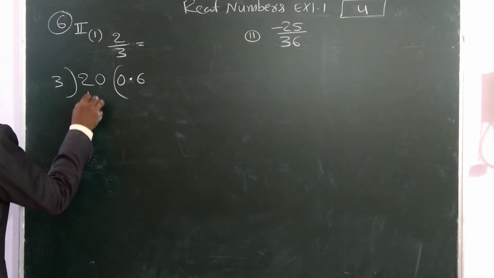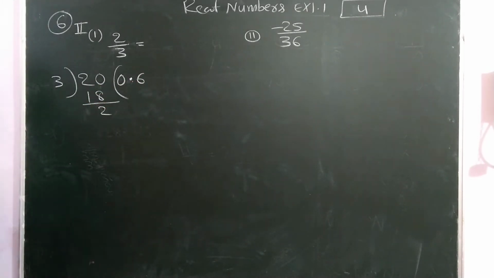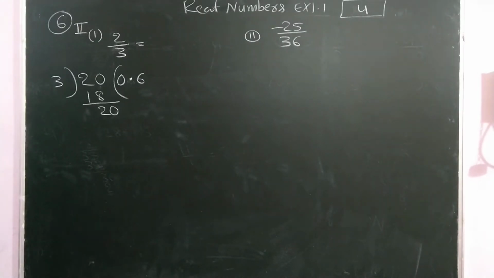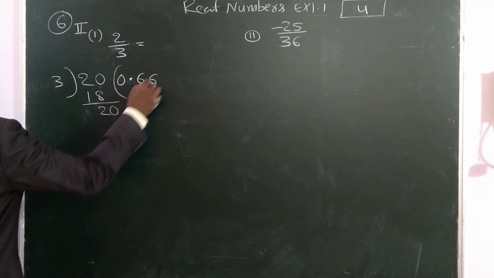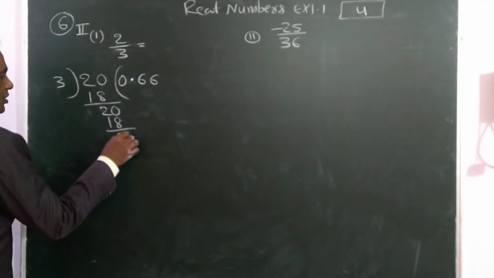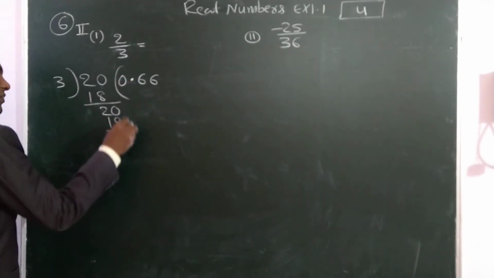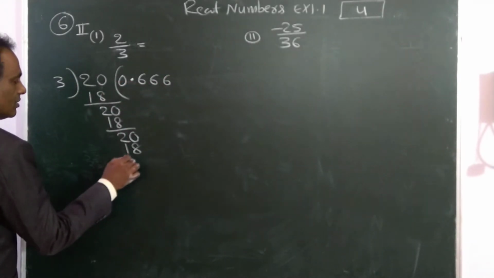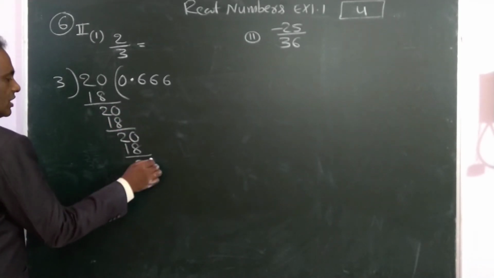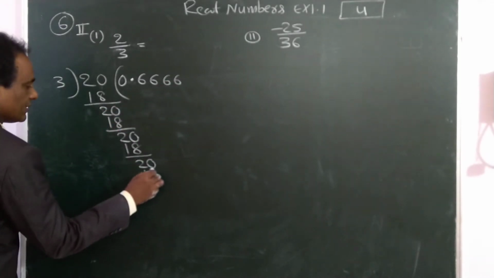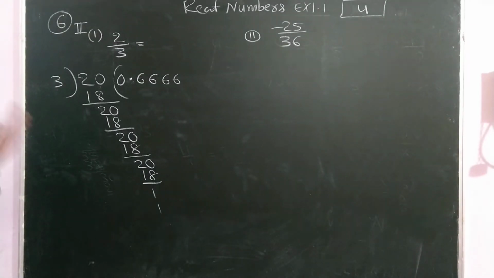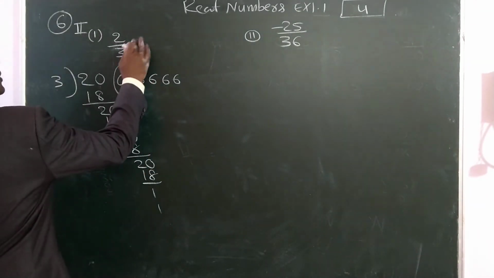3 6 are 18. Once the decimal is kept, every time you can take 1 0. 3 6 are 18. Again 1 0. 3 6 are 18. Like this it will continue. There is no end. It will keep on moving.